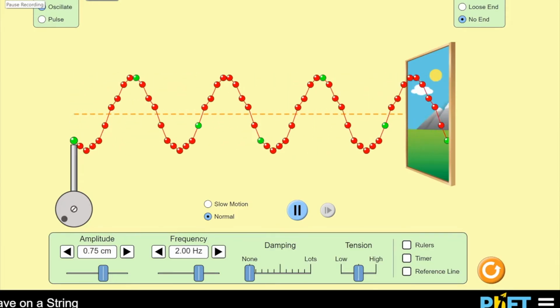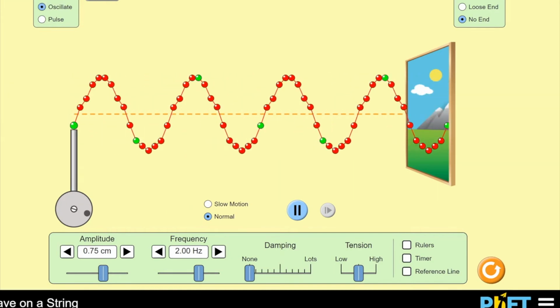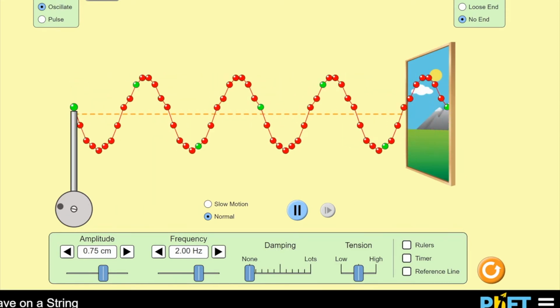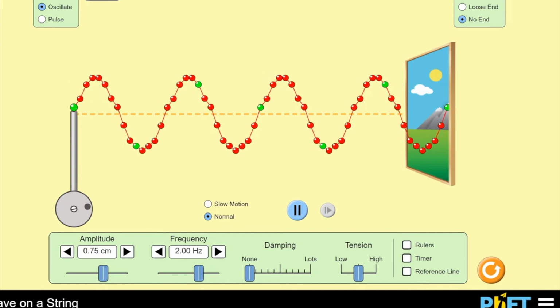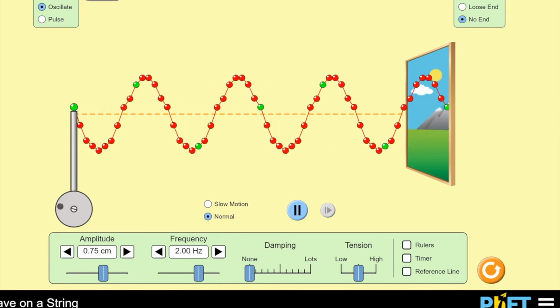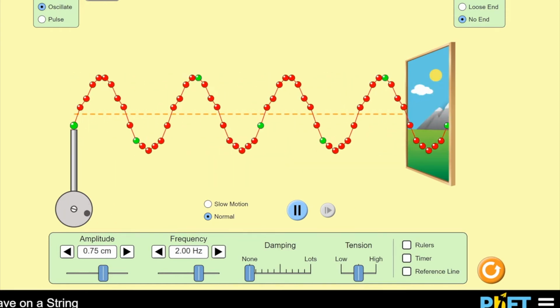This is a bit of software that you can all access online. You just type in PHET Colorado, P-H-E-T Colorado. There's lots of brilliant simulations of physics, maths and other science-related subjects in there as well. Okay, now what's going on here?